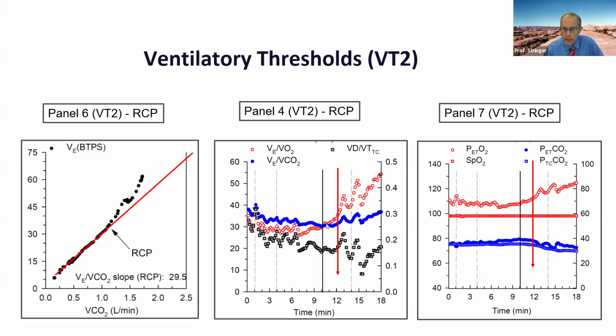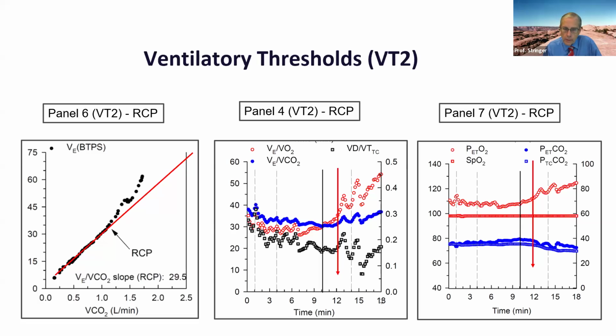So it had been pretty level. This is back here in VT1 when the ventilatory equivalent for oxygen went up. This is where the ventilatory equivalent for CO2 starts up. That's also consistent with respiratory compensation. And then finally, this is when the end tidal CO2 begins to be driven down. So all of those should be characteristics of the second ventilatory threshold, or the respiratory compensation point.